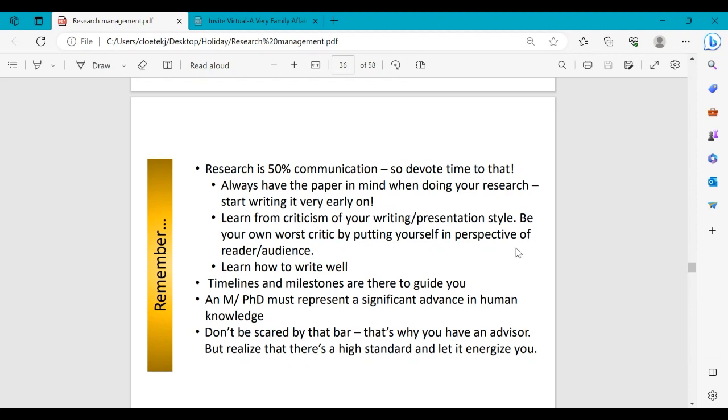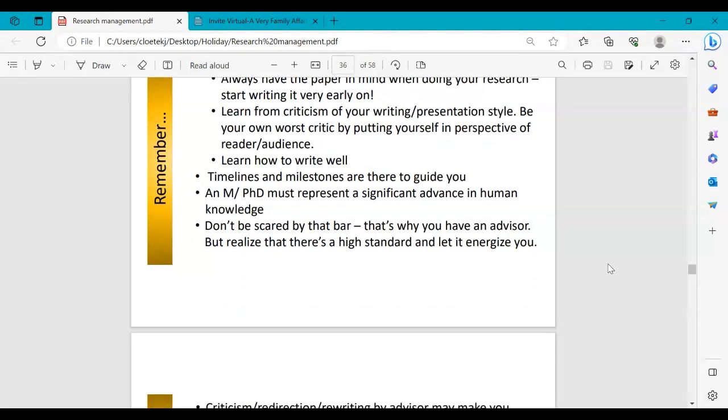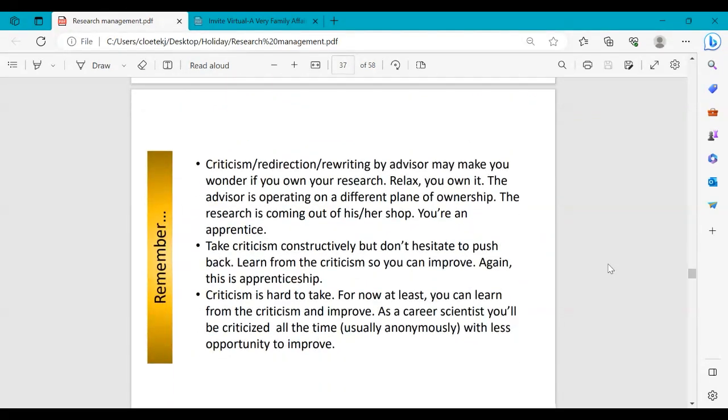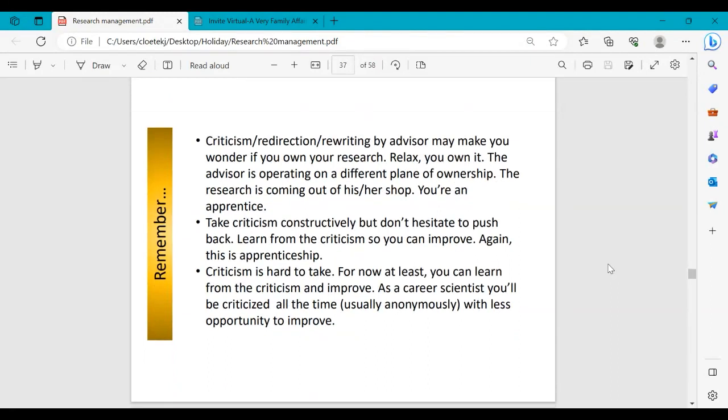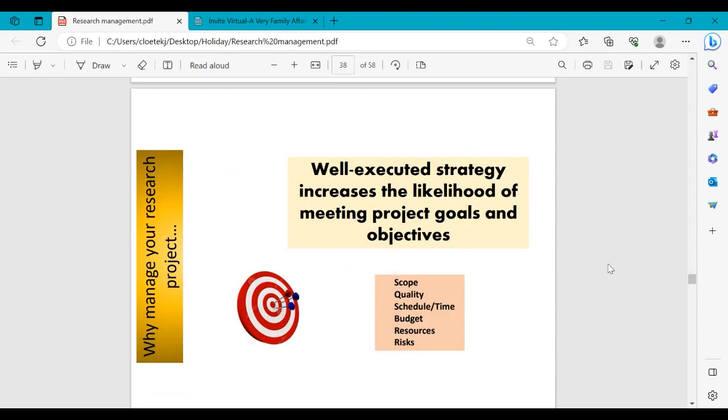Don't be scared. You have to ask your advisor. If you struggle, if you stress, go to your advisor. Okay, this is very, very important. Sometimes criticism is hard to take, but it's important for you to learn and grow.